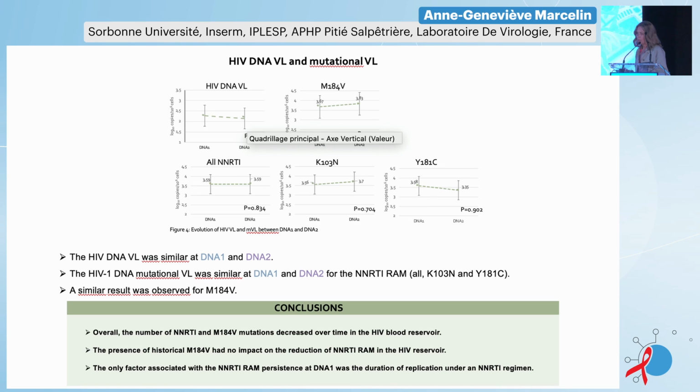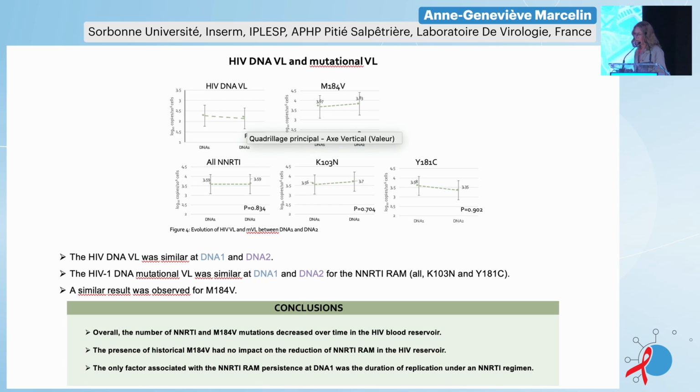Finally, we looked at the mutational viral load in HIV DNA, and as you can see, the HIV viral load was similar between DNA1 and DNA2, and there was no clear evolution of the viral load for all the mutations studied, NNRTI or 184V.